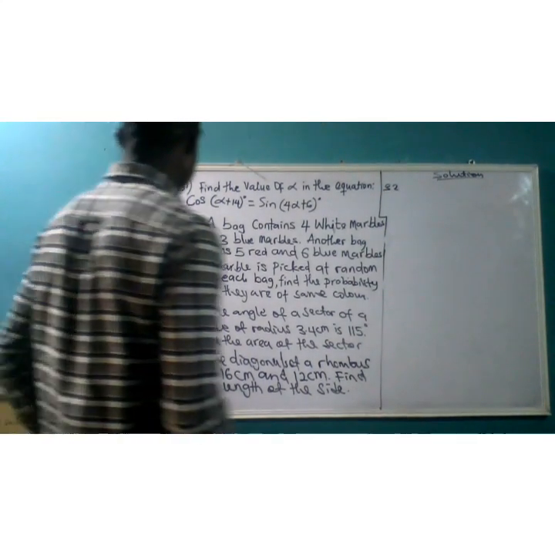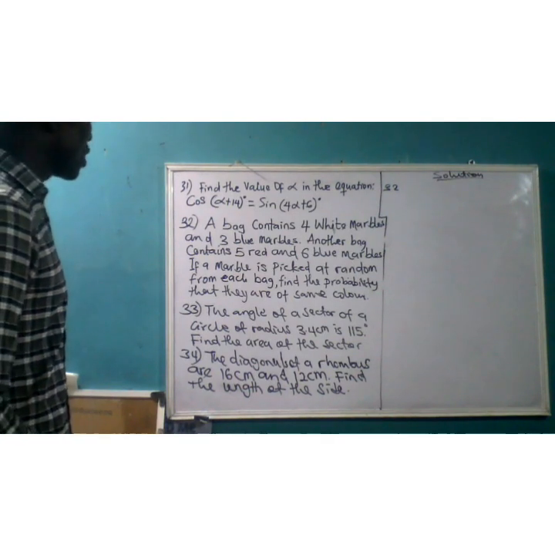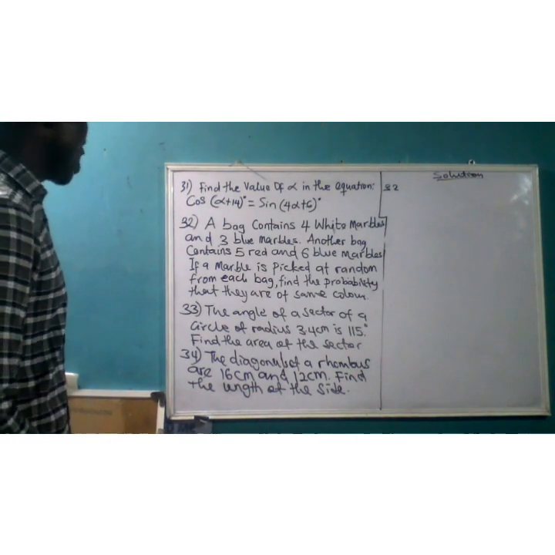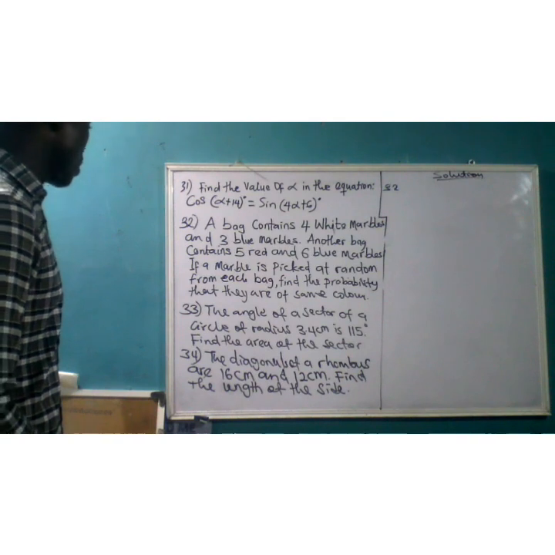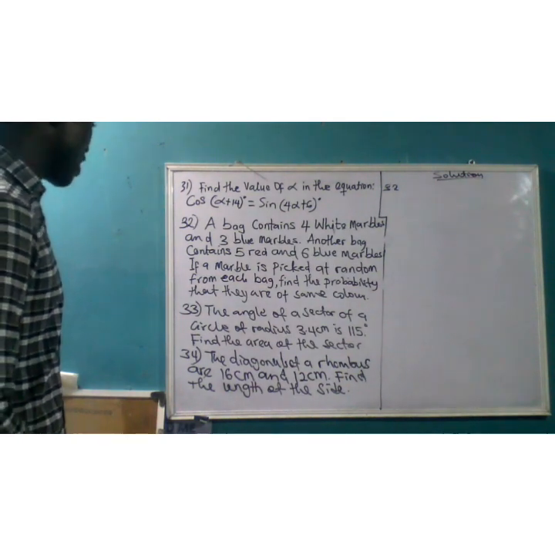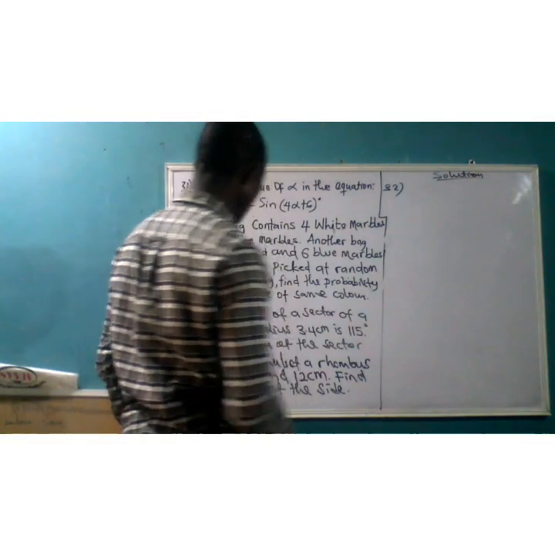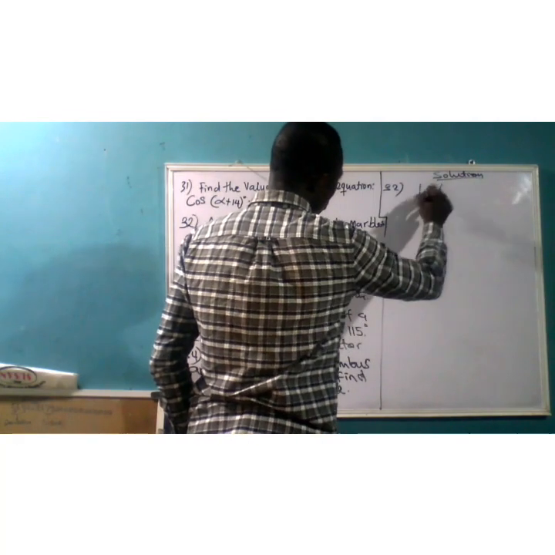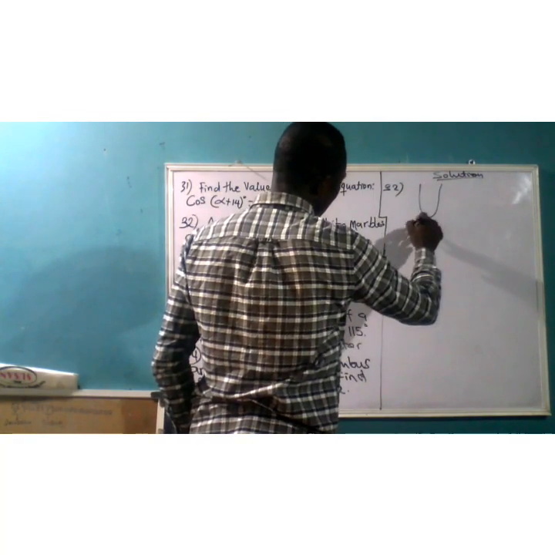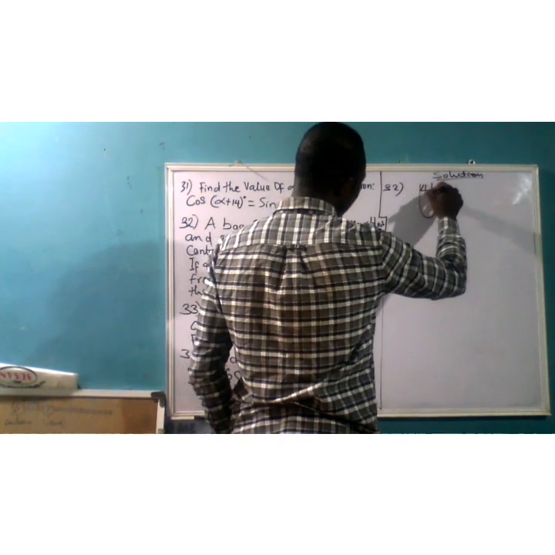Now let's take question number 32. In question number 32, we are told that the bag contains 4 white marbles and 3 blue marbles. Another bag contains 5 red and 6 blue marbles. If a marble is picked at random from each bag, find the probability that they are of same color. So we have 2 bags here. Let's draw it. So the first bag contains 4 white marbles. Let's represent white by W.